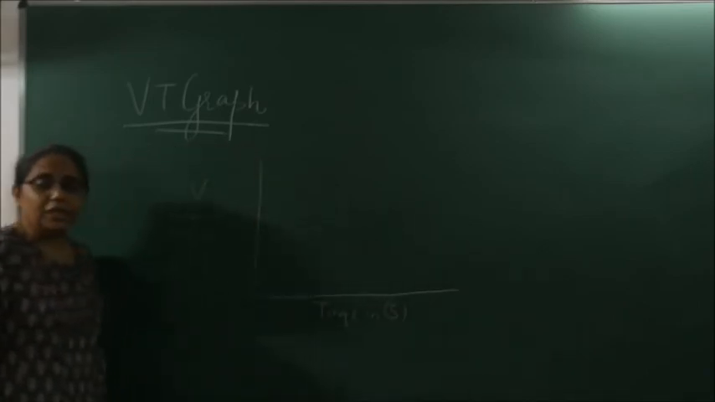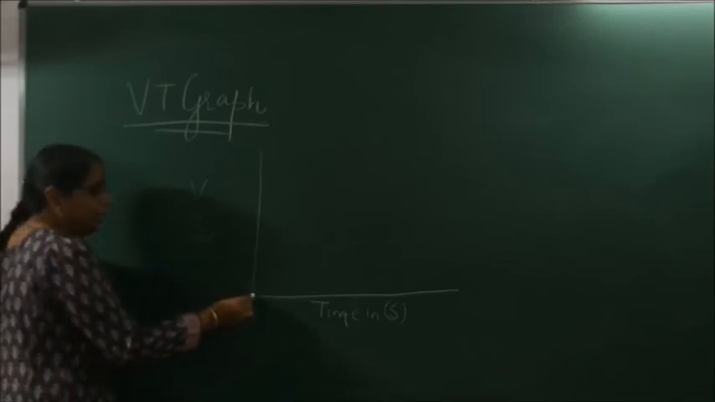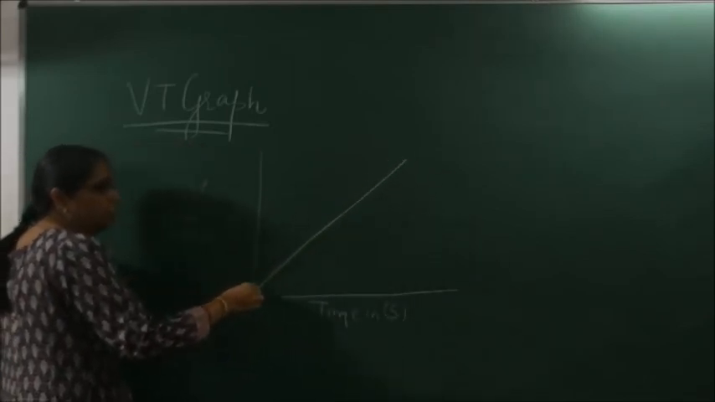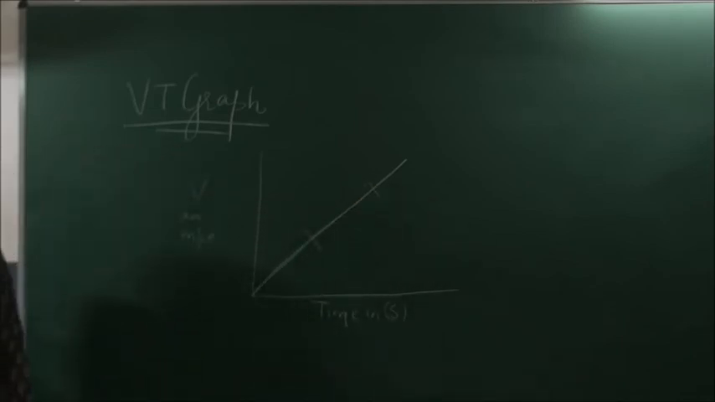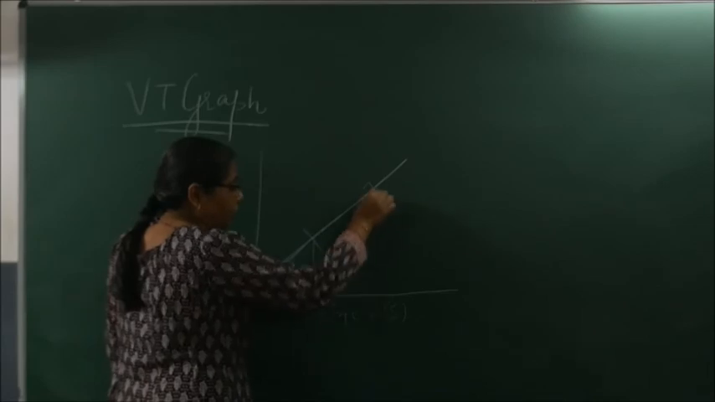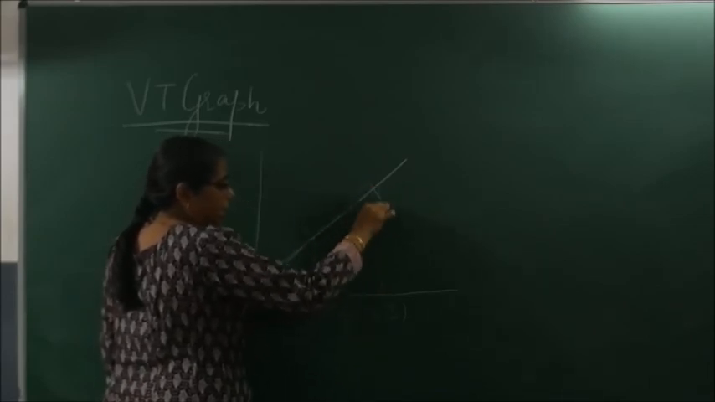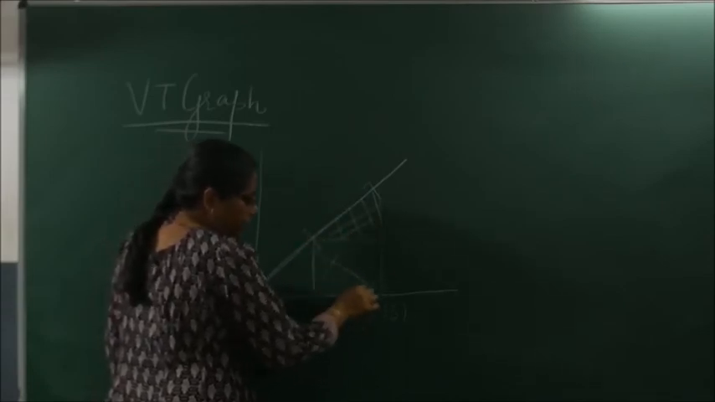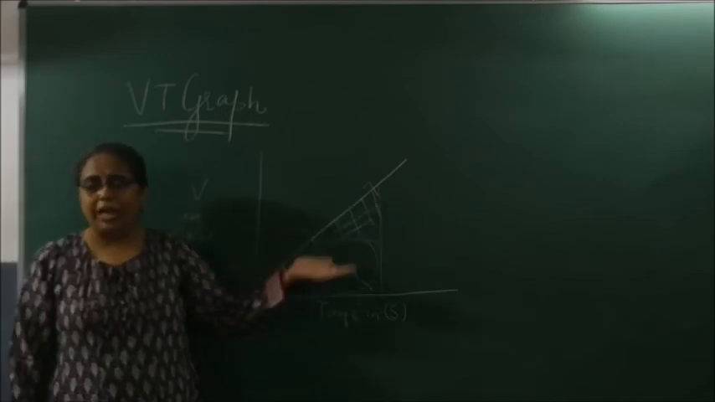If the body is moving with a uniform acceleration, then you will get a straight line passing through the origin. So this slope gives me what? Acceleration. And the area below the graph is what? Area of triangle ABC and area of trapezium. Okay, this is trapezium. Area of trapezium and area of rectangle.